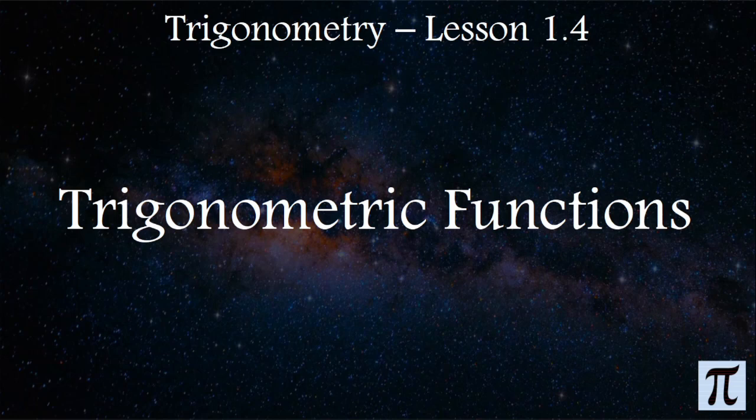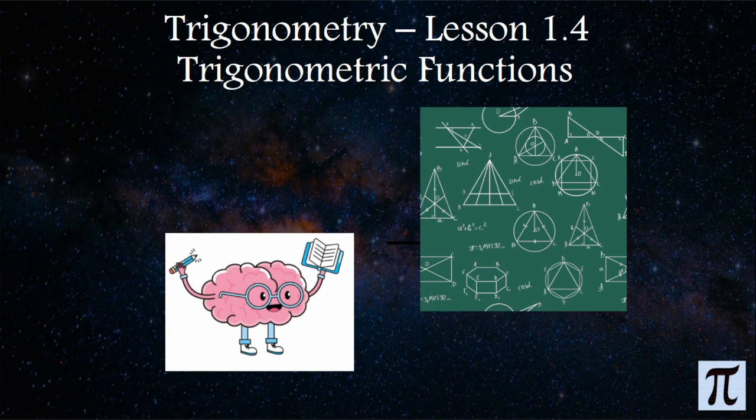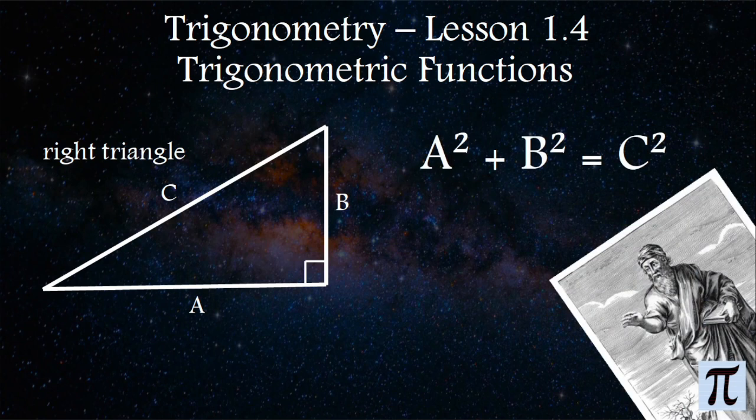Today we are up to section 1.4 where we will be looking at the trigonometric functions. Now this might sound familiar to you if your brain remembers this stuff from our geometry days. And our good old friend, the right triangle. And our good friend Pythagoras. We know that a squared plus b squared equals c squared for a right triangle.